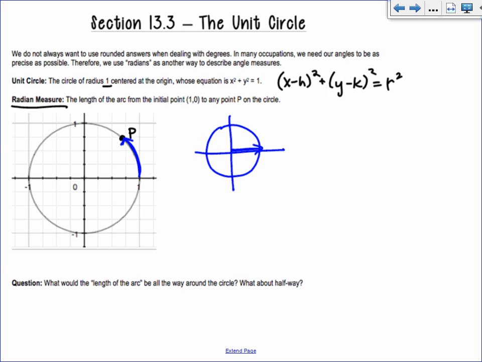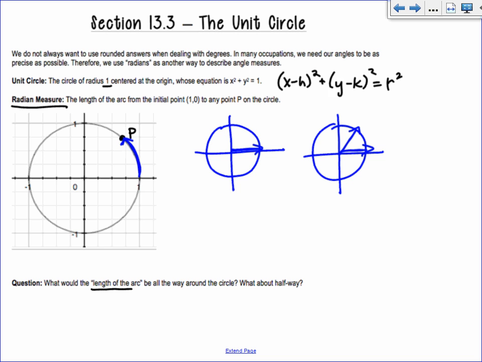If I want to talk about maybe 45 degrees, right? Here's what my angle would look like. Okay, but 45 degrees, I would need to figure out what radian measure that is. Okay, so like I said, it's the length of the arc. So we're talking about arc length. Do you guys remember that from geometry? Arc length. You may not remember the formula, but that's okay.